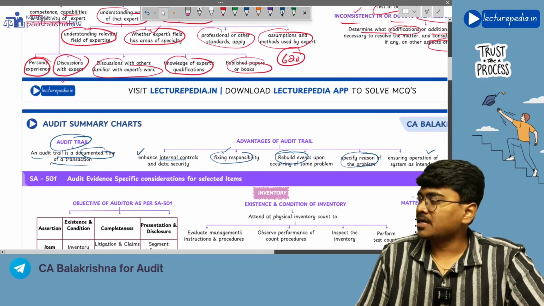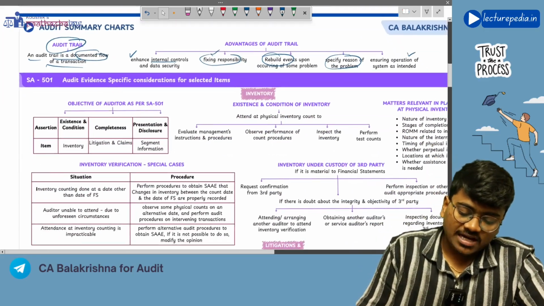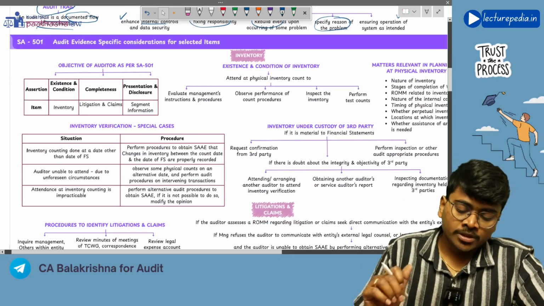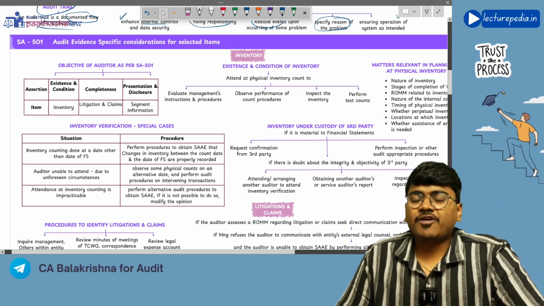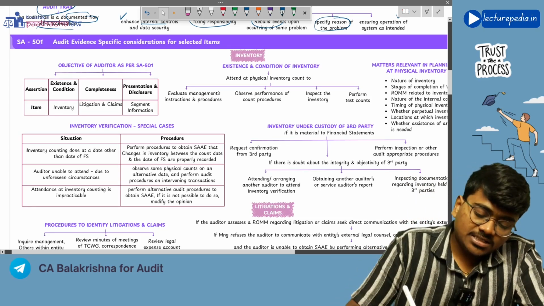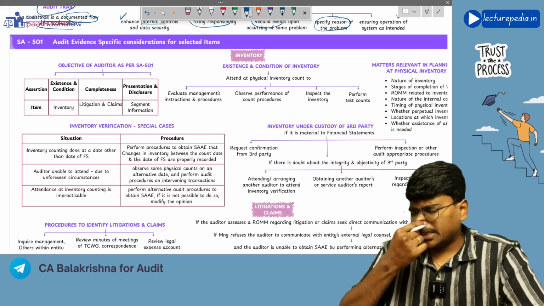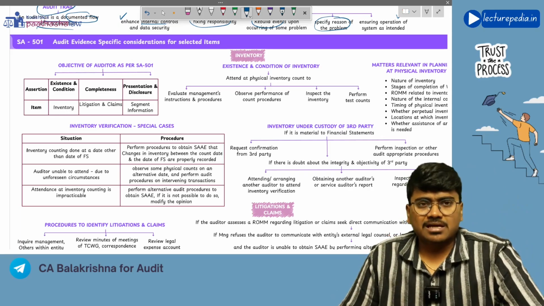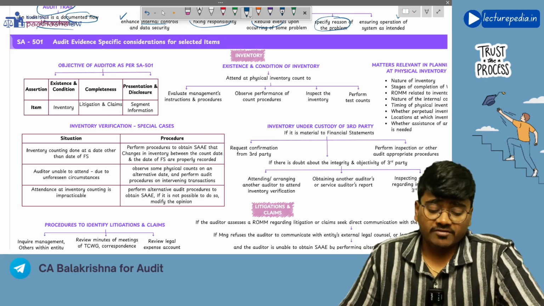This is SA 500. Now moving to SA 501. Basically, SA 501 is also related to audit evidence only. Just like SA 500 is related to audit evidence, SA 501 is also related to audit evidence.